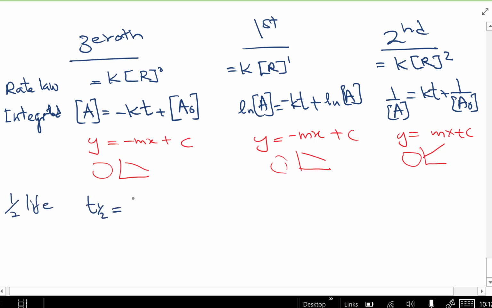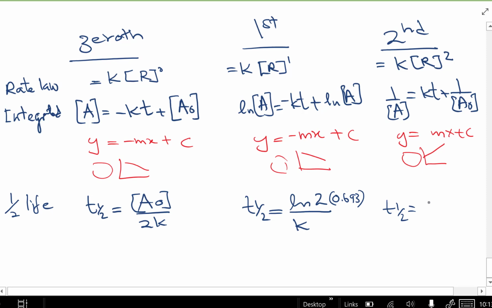The other thing is half-life. So the half-life is also different for all 3. For the zero order, it is [A]0 over 2k. For the first order, it is ln2 over k. ln2 is actually 0.693, and you can put that there. The t half for the second order is 1 over k[A]0.